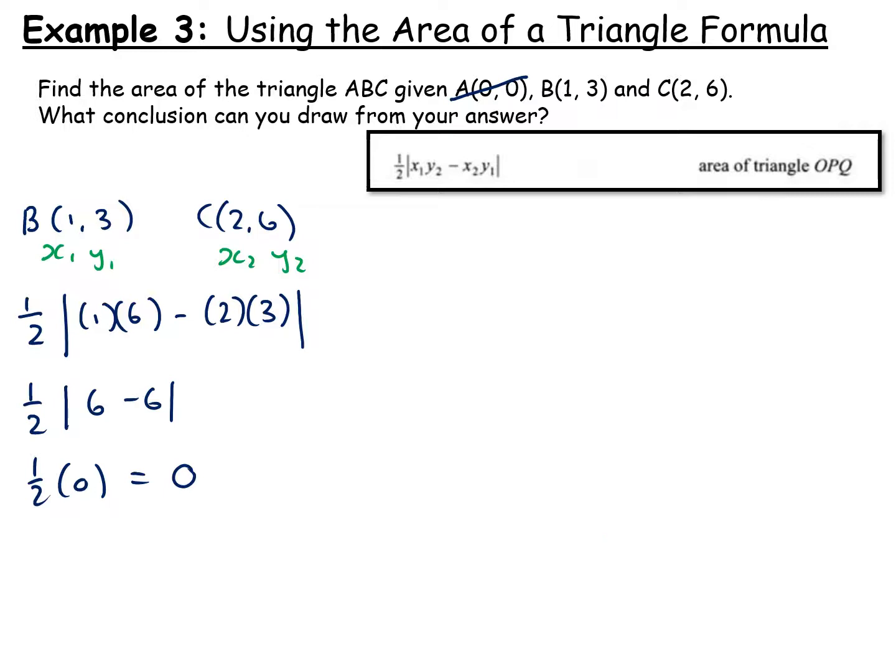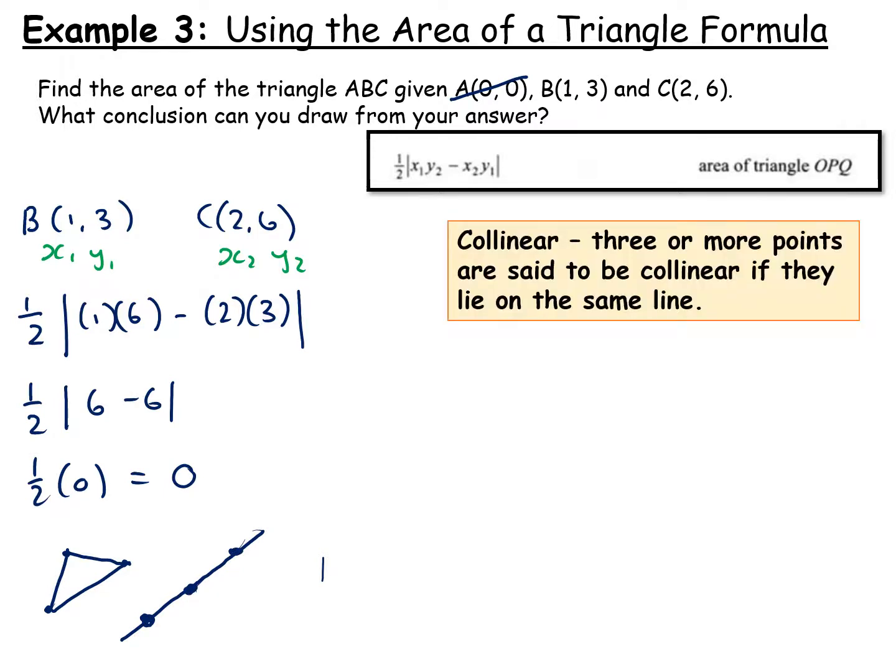So what can we conclude about that? Well, if there's 3 points and they don't make a triangle, so let's draw 3. So 1, 2, 3, they make a triangle, they have area. So the only way we could draw 3 points and they don't make a triangle is if they lie on the same line. So these 3 points must lie on the same line. So these 3 points are said to be collinear. So 3 or more points are said to be collinear if they lie on the same line.